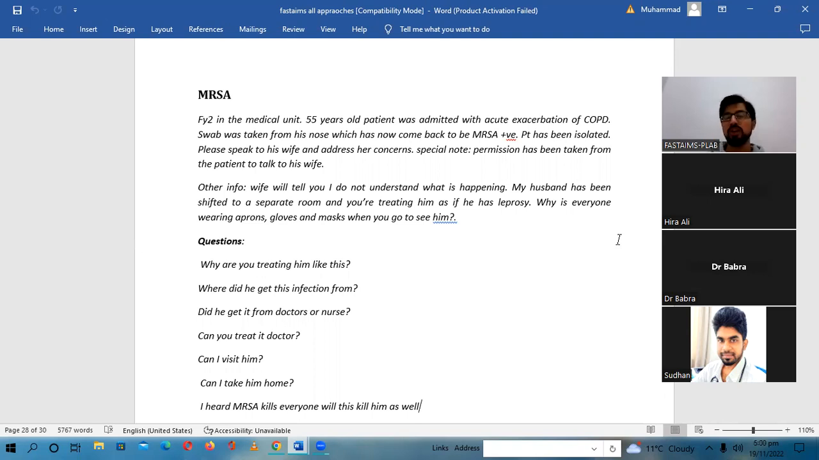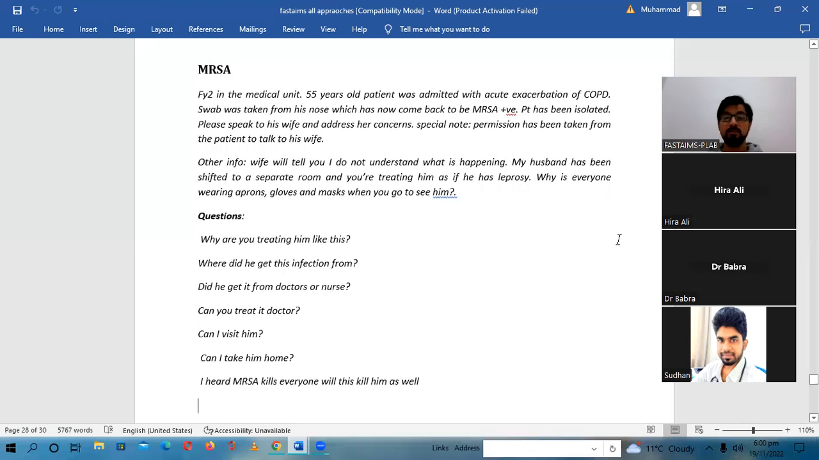We will be discussing those scenarios shortly, where we will be discussing the importance of consent, that whether you should speak to somebody, some relative, wife, husband, daughter, son, without the patient's consent. Whereas there are certain instances where you can speak or where you cannot speak, and how much can you speak, okay, and what can you tell them, and what you need to ask them. So other information is, wife will tell you, I do not understand what is happening. My husband has been shifted to a separate room, and you are treating him as if he has leprosy. Why is everyone wearing aprons, gloves, and masks when you go to see him? Okay, so these are the wife's concerns.